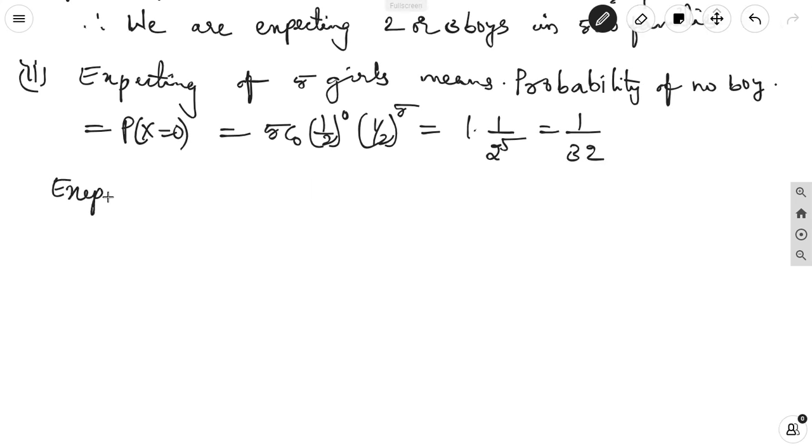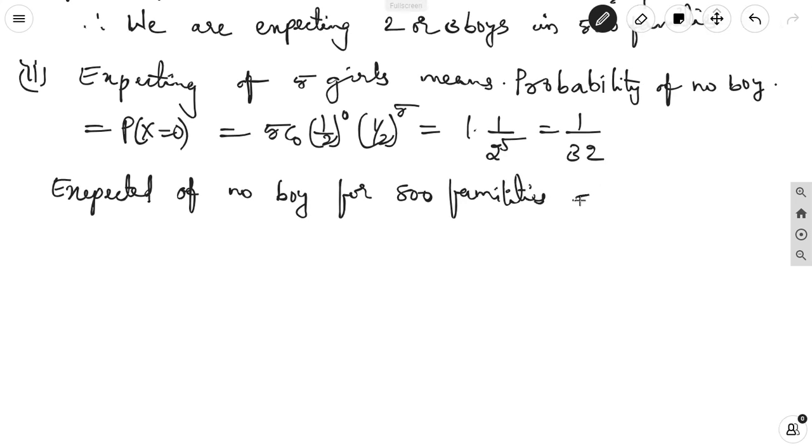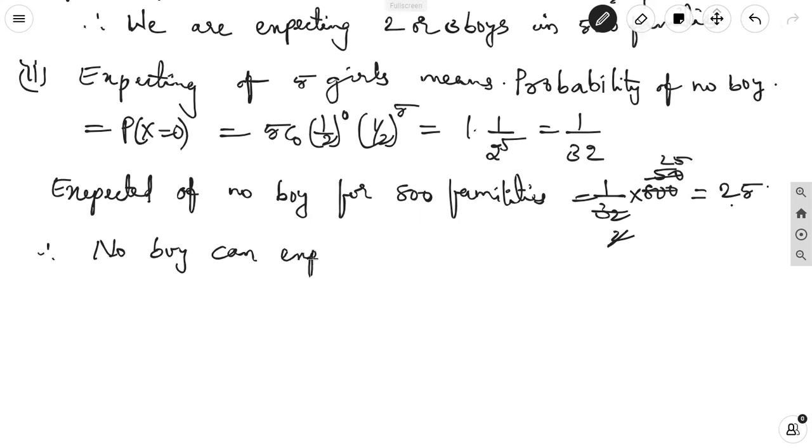Expected number with no boy for 800 families is equal to 1 by 32 into 800. 16 twos are 32, 16 fifties are 800, so it is equal to 25 families. Therefore, no boy can be expected in 25 families.